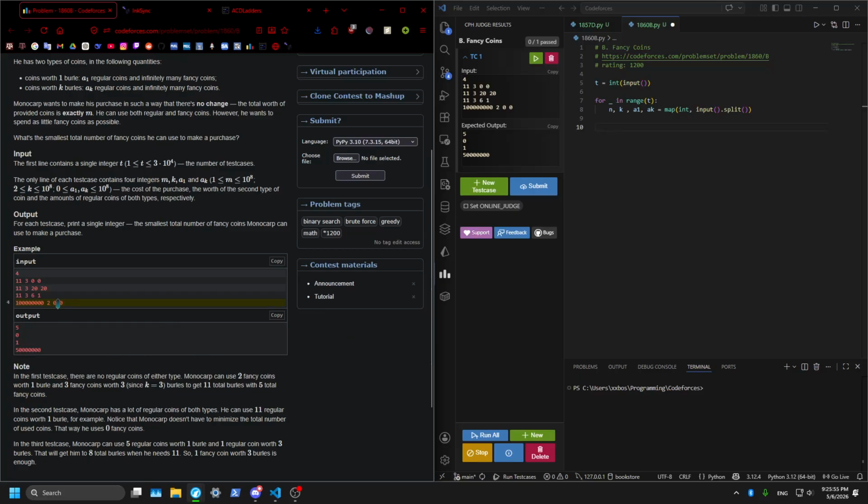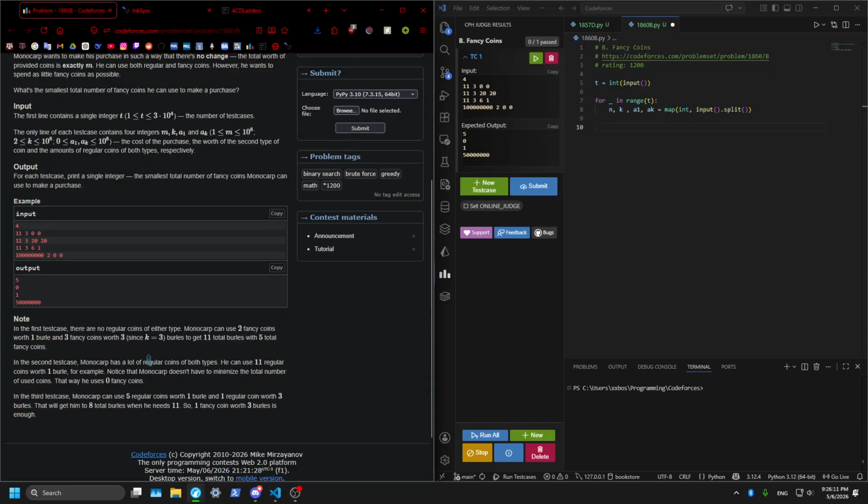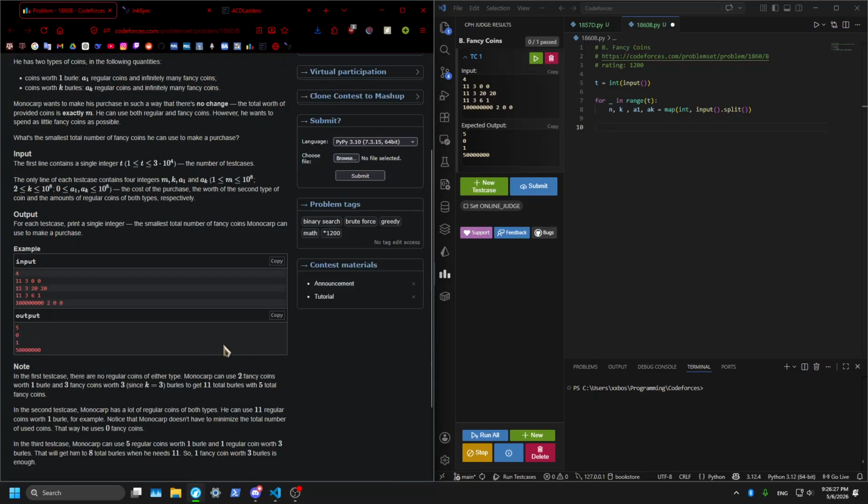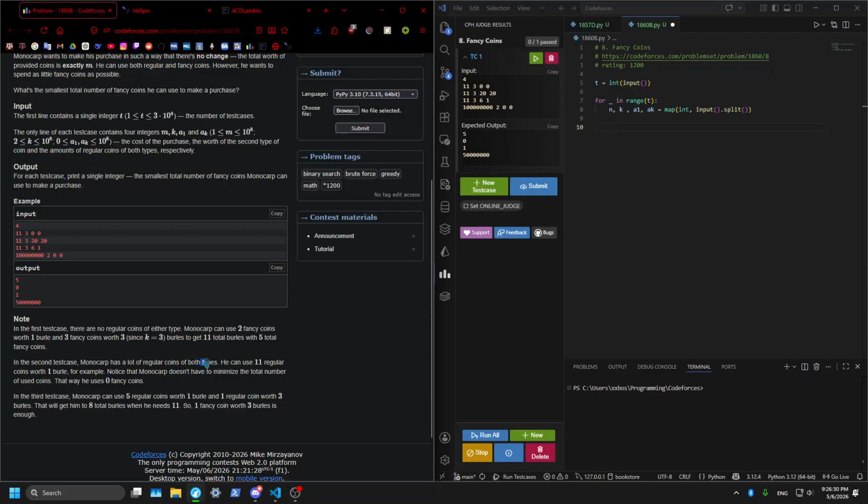What? So, cost, he needs to make 11. 3. 5. Okay. Uses. These are the amounts of regular coins of both types. What is a regular coin? There's 20. A lot of regular coins of both types. So you can use 11 worth 1.